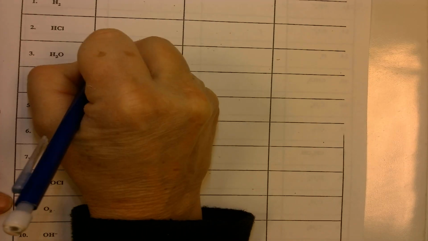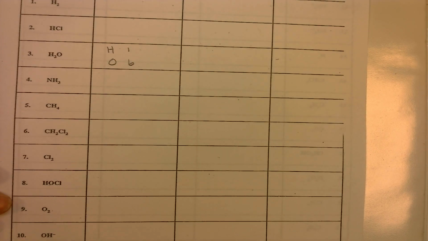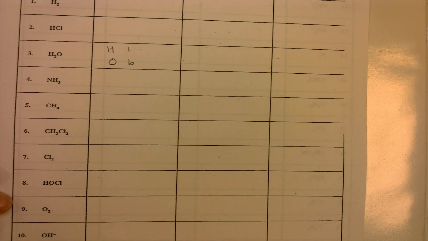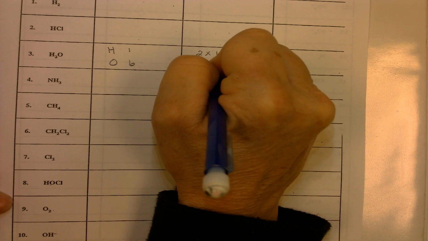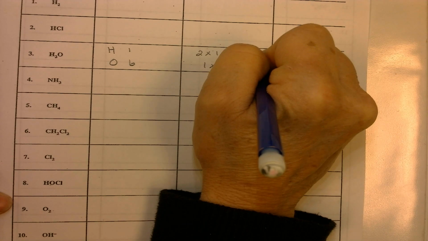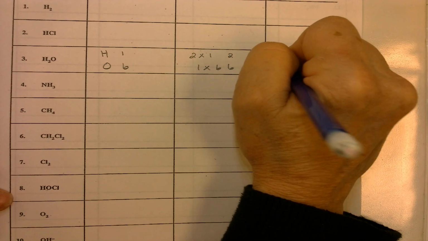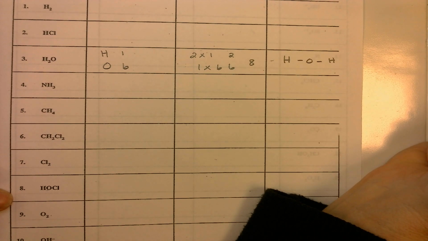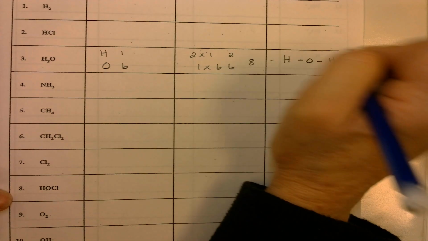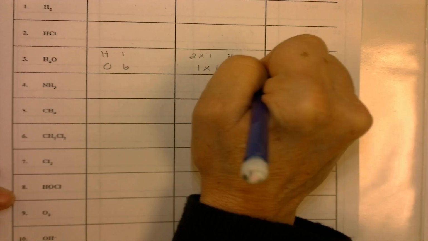All right, so valence electrons for each atom. Let's start with water. So hydrogen has 1 and oxygen has 6. Total number of valence electrons, 2 times 1 is 2, 1 times 6 is 6, so that's a total of 8. So now I'm going to put my hydrogen, my oxygen, my hydrogen, and then my hydrogens are fine. Notice my oxygen is in the center because I'm making a wheel. 4 pairs.